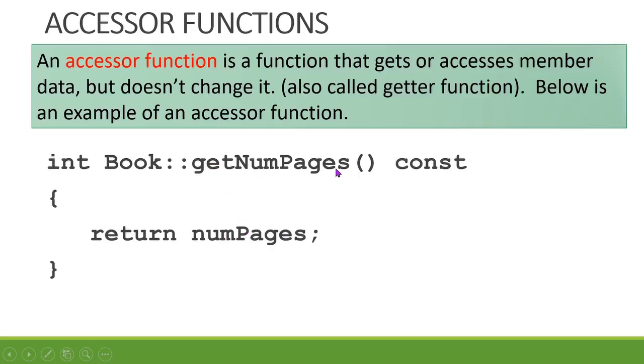The name of the function is always going to start with get, and then have the name of the attribute using camel case. Also, you always want to make accessor functions constant functions, so that you ensure that you won't accidentally change the data in this function. Then you're going to return, and then the name of the attribute that you're returning.